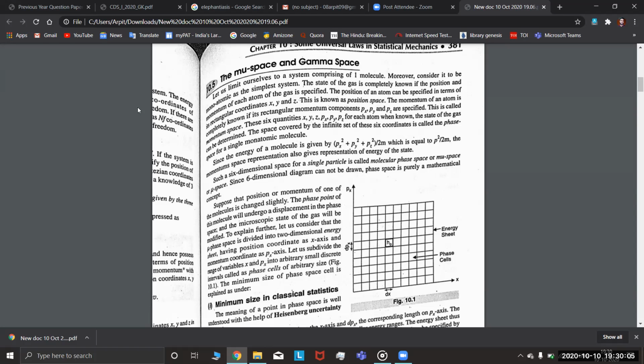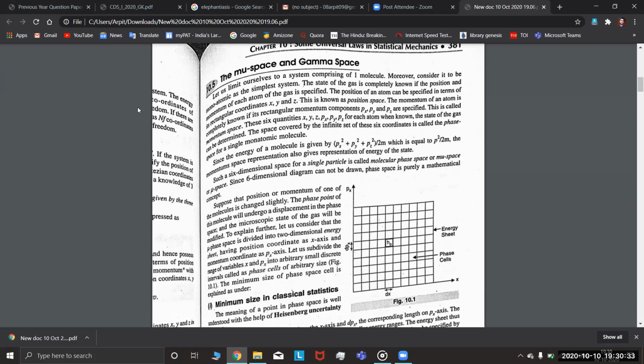A six-dimensional diagram cannot be drawn. Phase space is purely a mathematical concept. What we are trying to put here is that this whole idea of having six dimensions is a little bit hypothetical. It can't be imagined in a real sense. And this whole space for a given molecule is called mu space. That's one thing. We'll talk about the gamma space also.